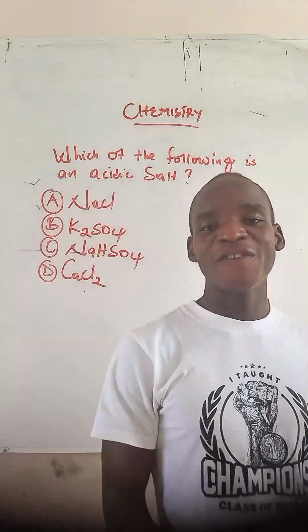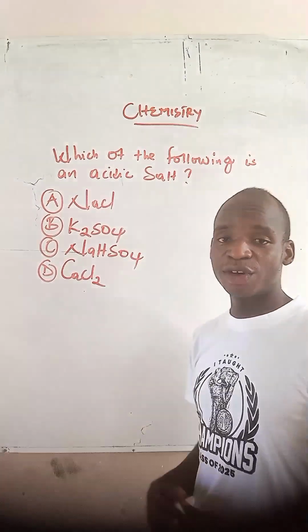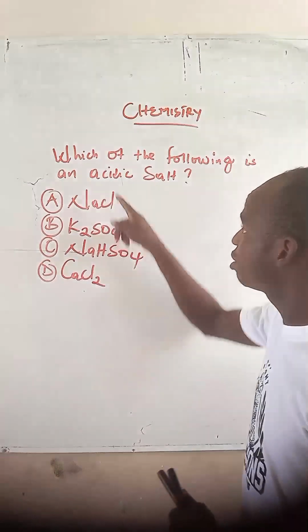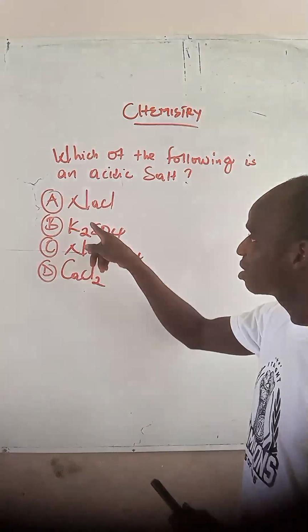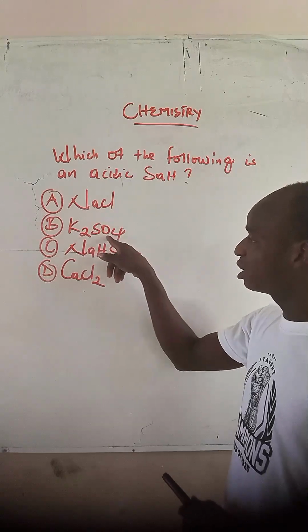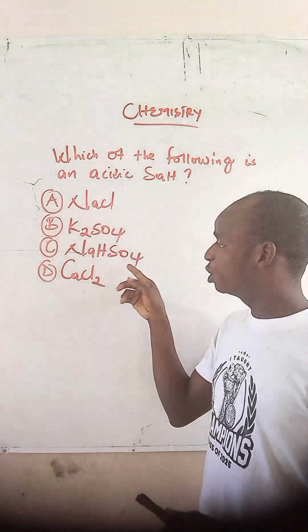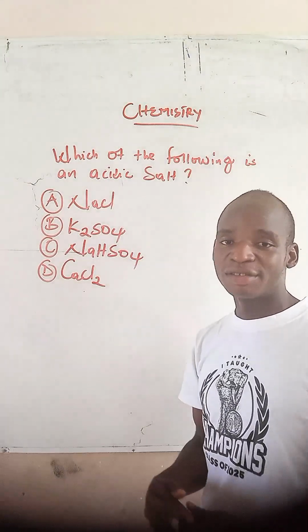Hello everyone. So very quickly, let's answer this simple question on the board, right? The question says, which of the following is an acidic salt? Okay, and the options are sodium chloride, potassium tetraoxosulfate VI, sodium hydrogen tetraoxosulfate VI, and calcium chloride.